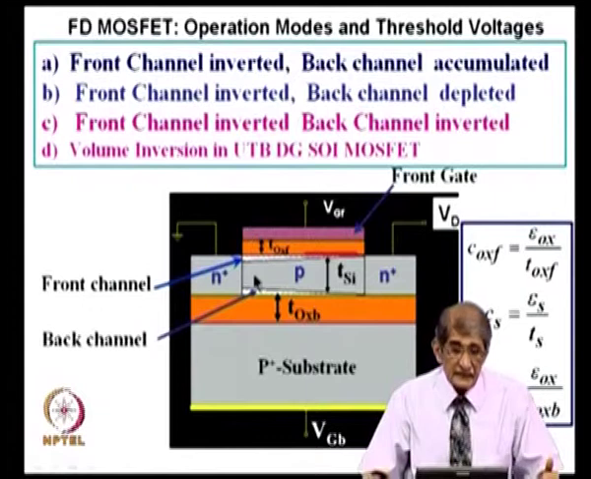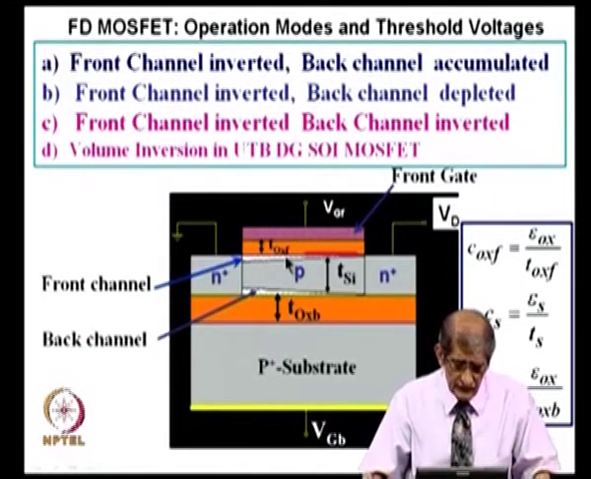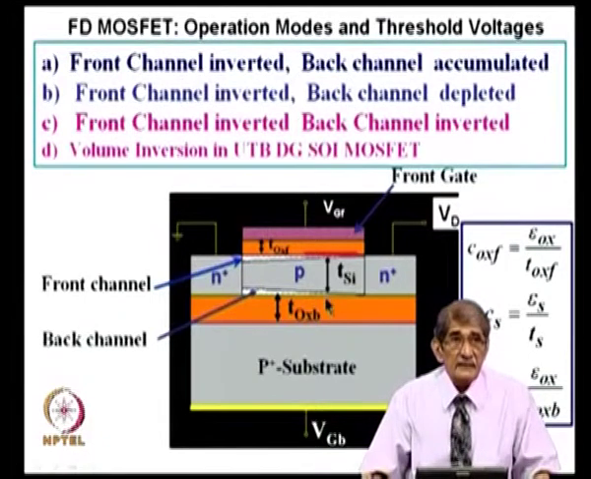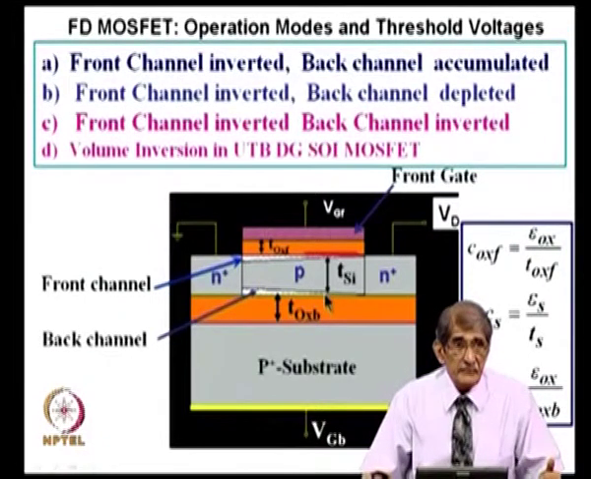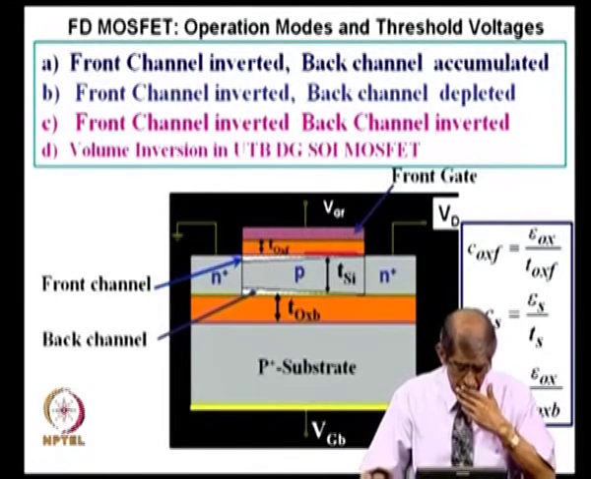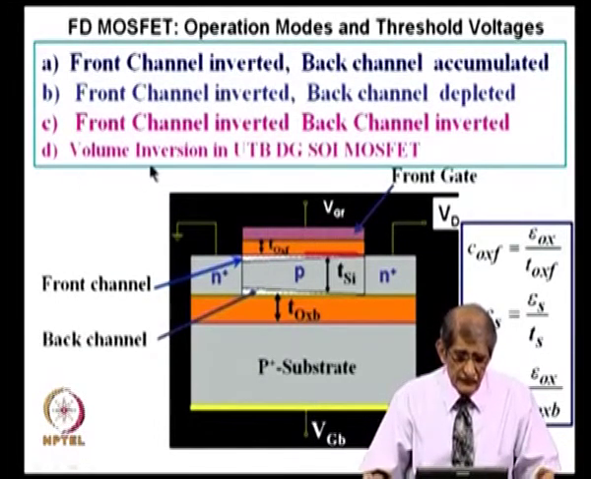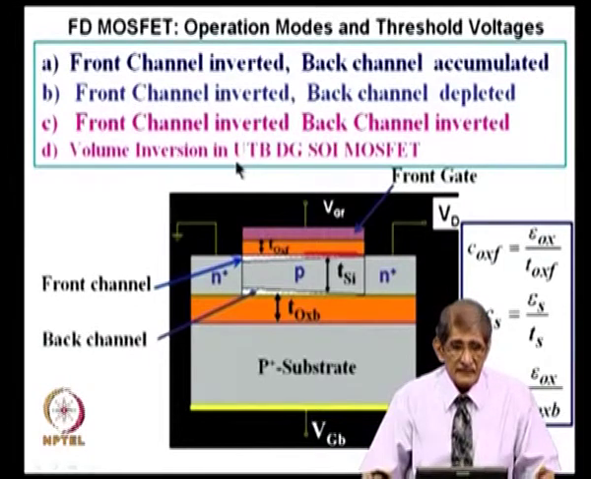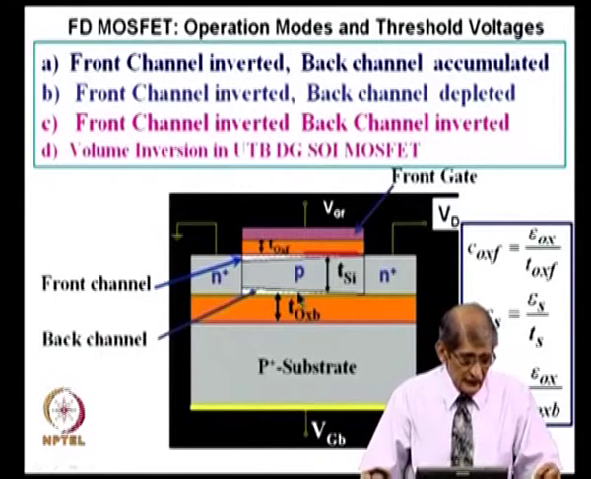Now, if I make the thickness of the SOI layer, T silicon, very thin to nanometer scale, 10 nanometer, 20 nanometer of that order, then a phenomenon called volume inversion takes place. The entire channel will be, both the inversion layers will be merging. That also we will discuss.